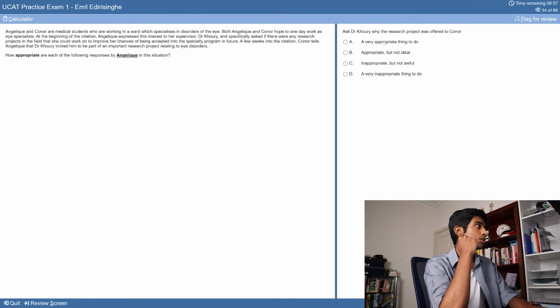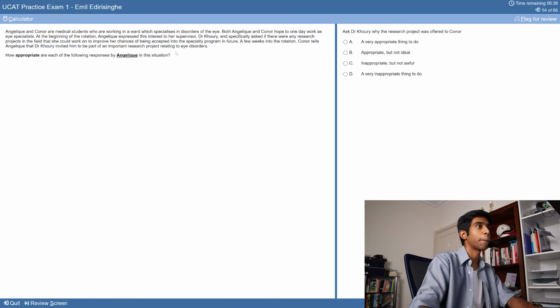Angelique and Connor are medical students who are working a ward. Both of them hope to one day work as eye specialists. Angelique expressed this interest to her supervisor and asked if there were research projects in the field. A few weeks into the rotation, Connor tells Angelique that Dr. Curry invited him to be part of an important research project relating to eye disorders.